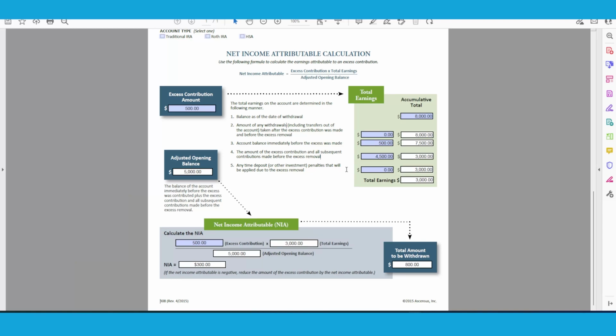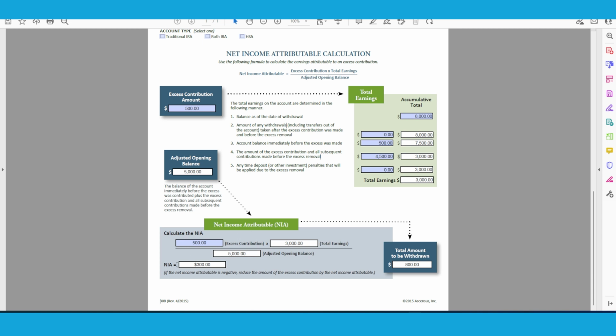So if we scroll down, we can see the math right here on the formula. Our excess contribution was $500, and our total earnings was $3,000. Our opening balance was $500, but our adjusted opening balance, and you can see the definition right here, is the balance of the account immediately before the excess contribution plus the excess contribution and all subsequent contributions. So we're basically taking that $4,000, the $500, and adding it to the original $500, and that's where we're getting $5,000 from.